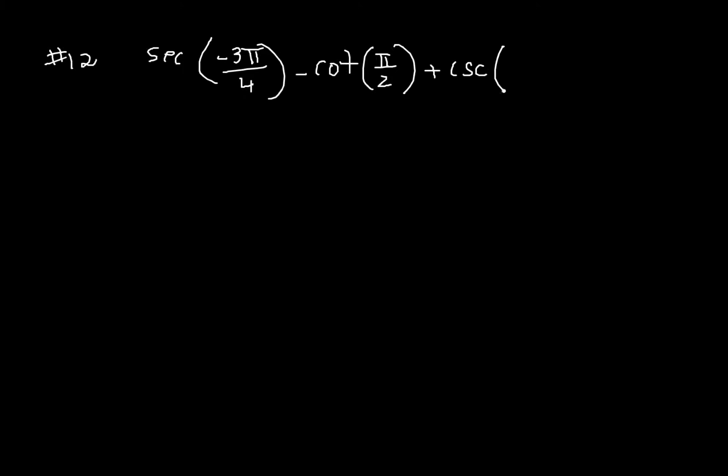So 12 is secant of negative 3 pi over 4 minus cotangent of pi over 2 plus cosecant of 3 pi over 2. We'll just do this together real quick. So first turn it into degrees. All you do in your calculator is take 3 times 180, divide by 4, and you get 135 degrees. So it's going to be the secant of negative 135 degrees. Then we have the cotangent, and that one's going to be what?